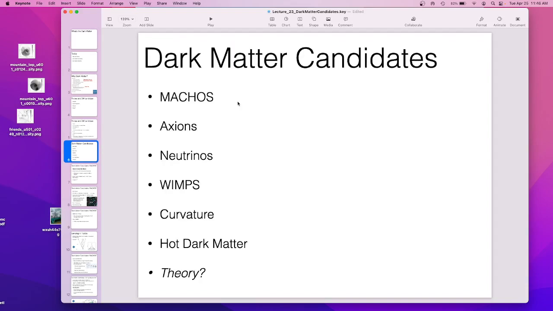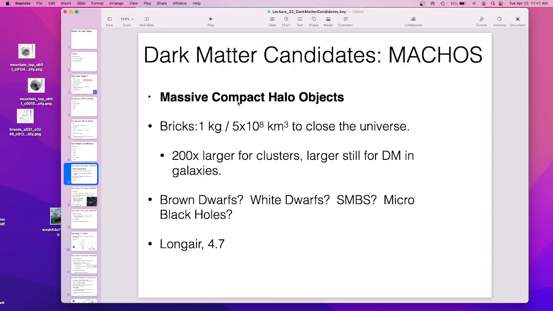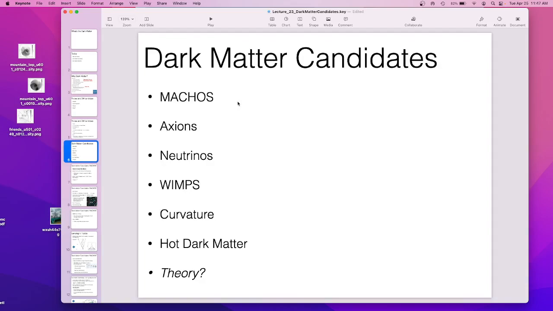So we'll talk about machos. We'll talk about axions. We'll talk about neutrinos. We'll talk about WIMPs. We'll say a minute about curvature and a short minute about hot dark matter. So those are the things that we're going to go look for. So machos first. This is kind of what everybody wanted it to be. Macho stands for Massive Compact Halo Object. The machos were invented by Kim Griest in reaction to his advisor Joel Primack, who had previously invented WIMPs. So they're machos because of WIMPs. It's hilarious.